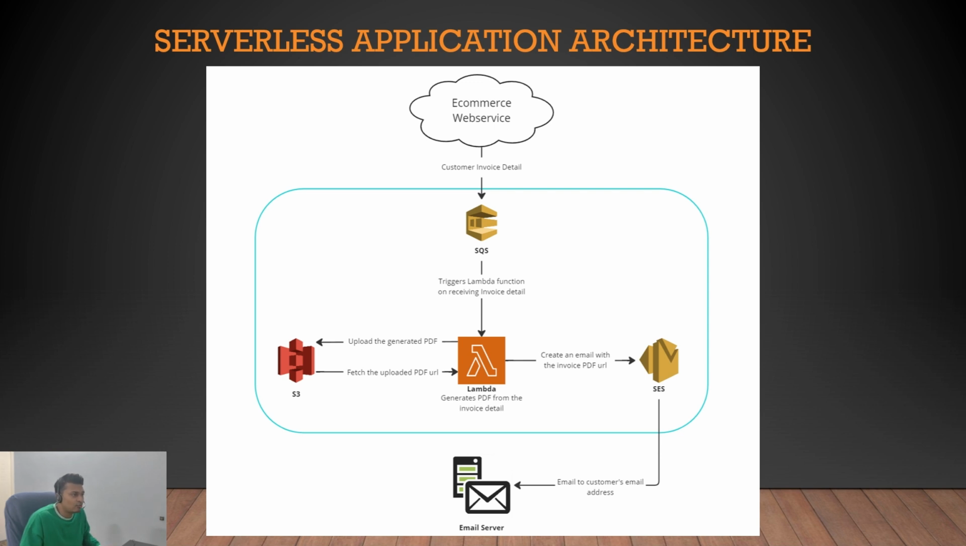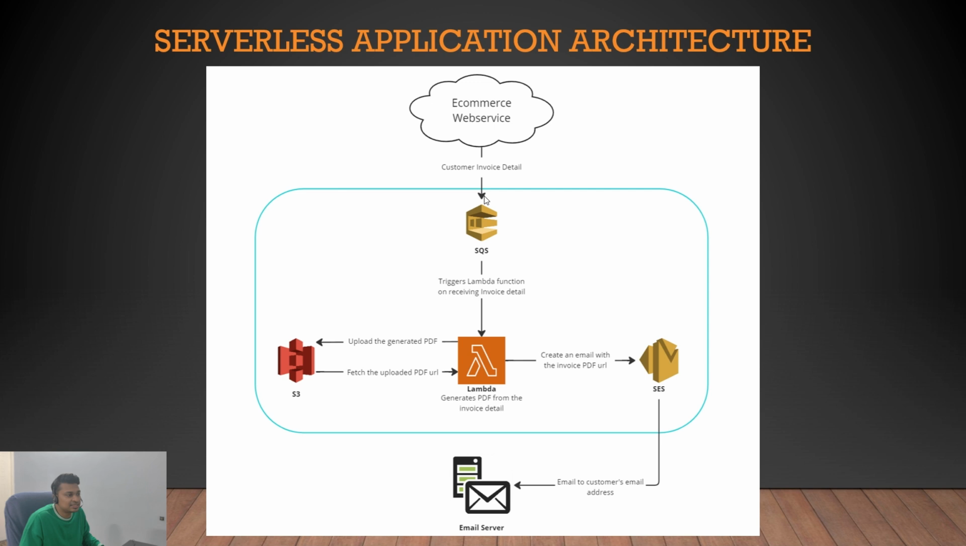That detail we have to send to our serverless architecture. So how do we achieve that? We can use the SQS service of AWS. SQS is simply a Simple Queue Service. So it's a queue where the web service will now be a producer. It will produce a message and send it to this queue.